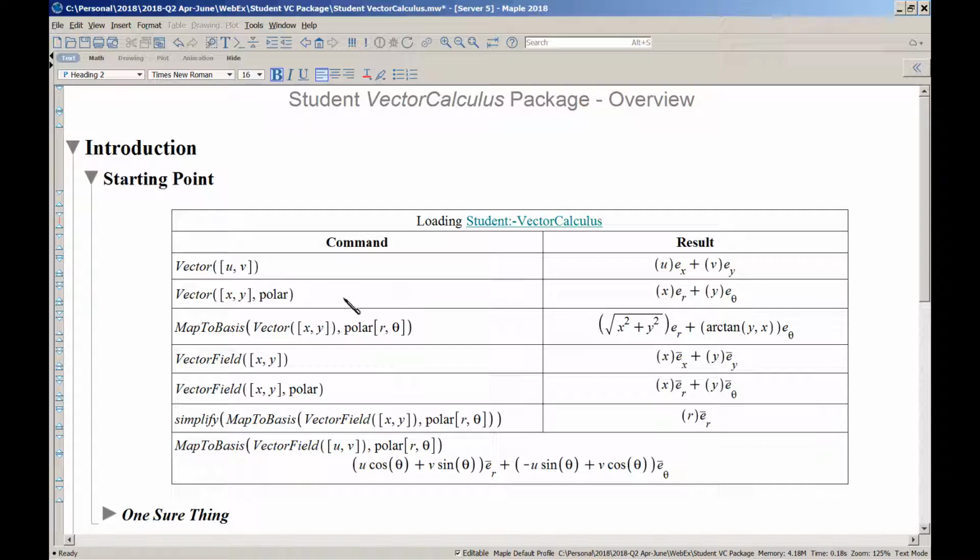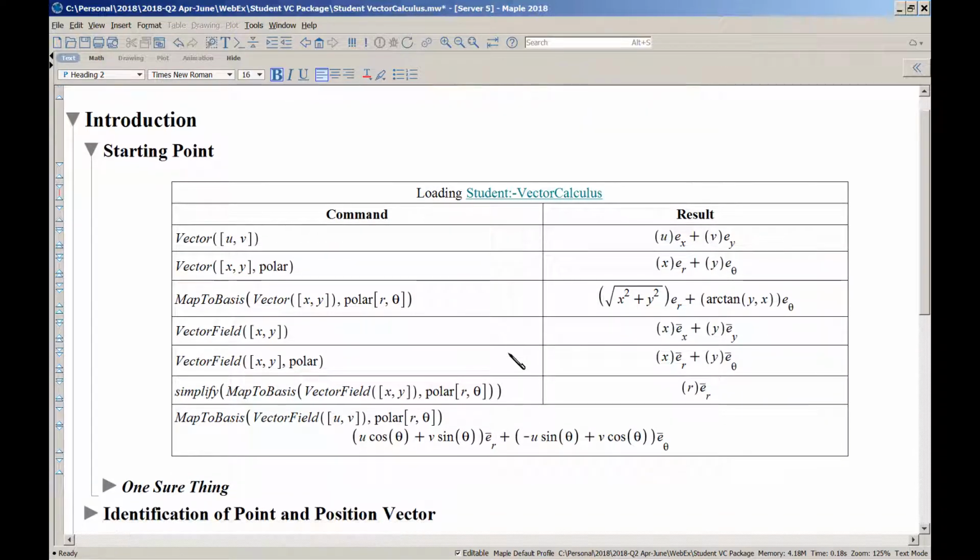You try to create what is clearly a Cartesian vector mapped to polar coordinates, because that's what this MapToBasis command does. Well, you get back the same e sub r and e sub theta, but now the components are treated as Cartesian, and you get the square root of x squared plus y squared. So that's r, and this is theta. I don't think we're clearing up any mysteries yet.